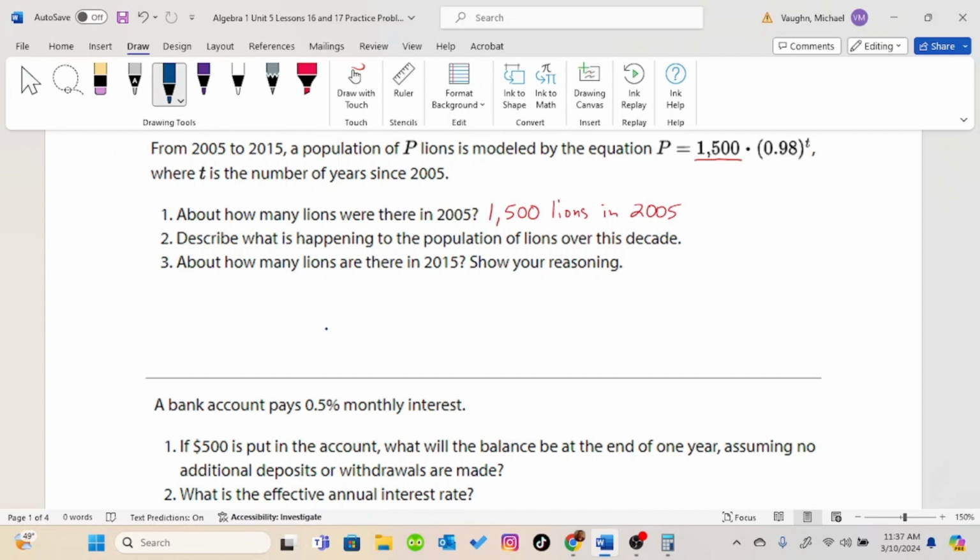Number 2. Describe what is happening to the population of lions over this decade. Well, the growth factor is 0.98. That means it is maintaining 98% of the population. If it is maintaining 98% of the population, it is losing 2% per year.